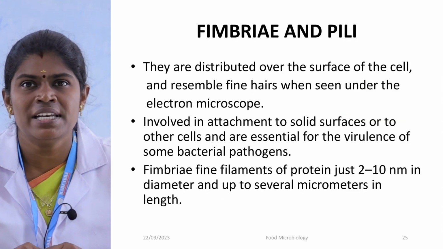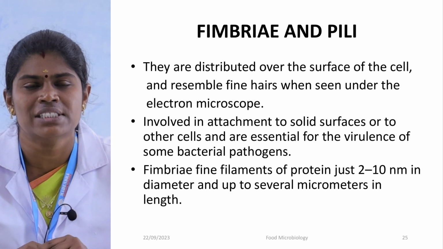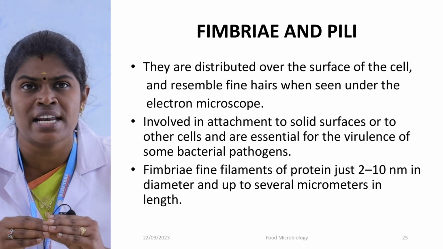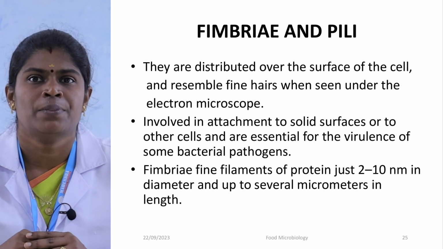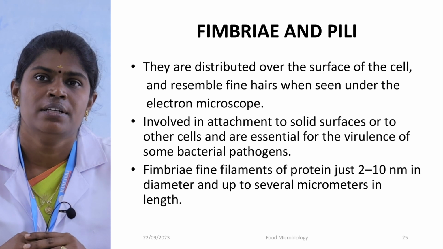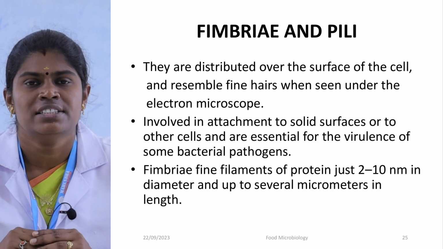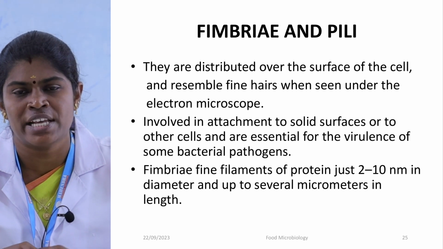Next one is pili. Pili are small hair-like structures. We can view them clearly under an electron microscope, as hair-like structures present in the outermost area of the bacteria. The diameter of pili is 2 to 10 nanometers, and the length is several micrometers. We can see them in the outermost area.